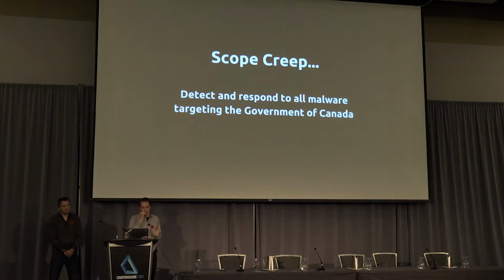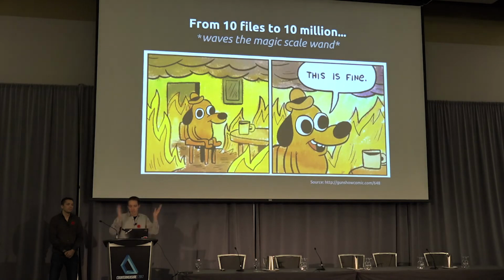So, obviously, any good development project, scope creep sets in. And again, we work for the government, so we are the experts of scope creep. So we took our little thing, a team of 3 people, that was just going to make some consistent reporting, right? Everyone will be happy. And then we said, how about we switch that? We're going to detect and respond to all malware targeting the Government of Canada. Whatever, right? We'll just do the internet. So we did.